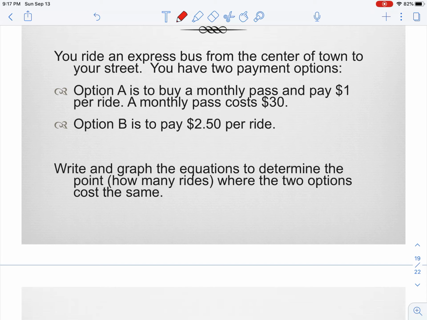Okay, a word problem for you. You ride an express bus from the center of town to your street. You have two payment options. Option A is to buy a monthly pass and pay $1 per ride, and the monthly pass is $30 outright. Option B is no monthly pass, you just pay $2.50 per ride. What I'd like you to do is pause, write down what each equation means, and then try to write two different equations to describe this system. I'll let you pause.